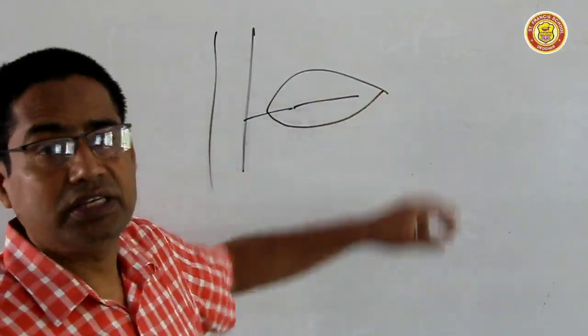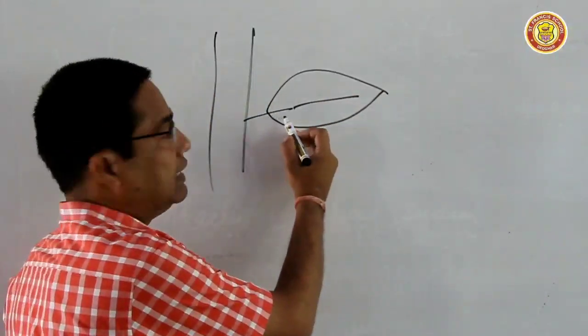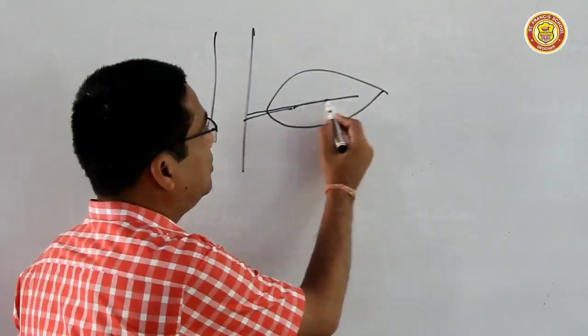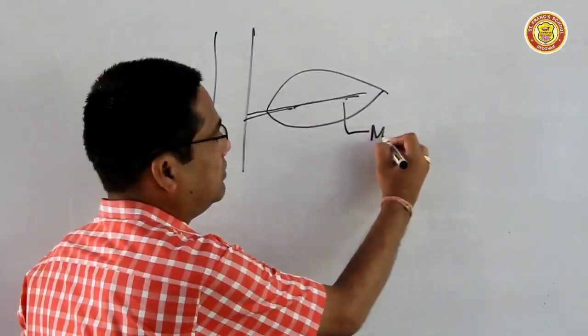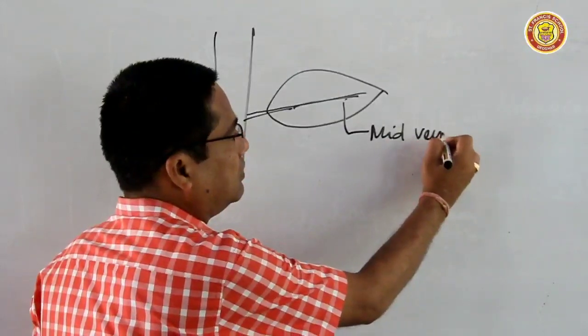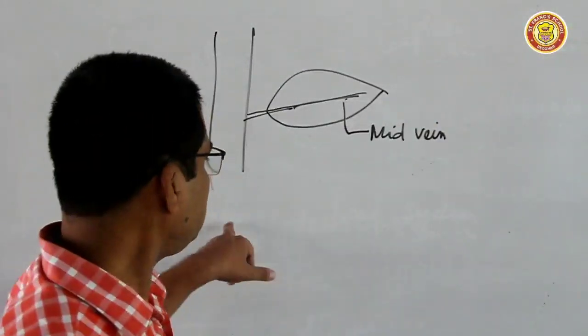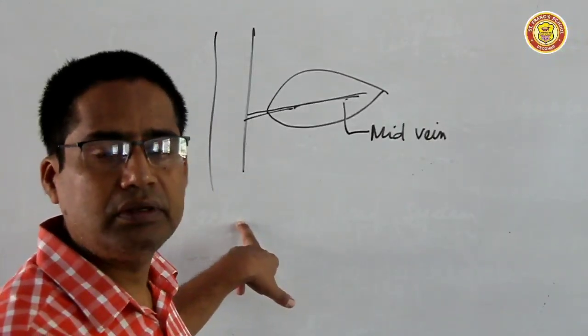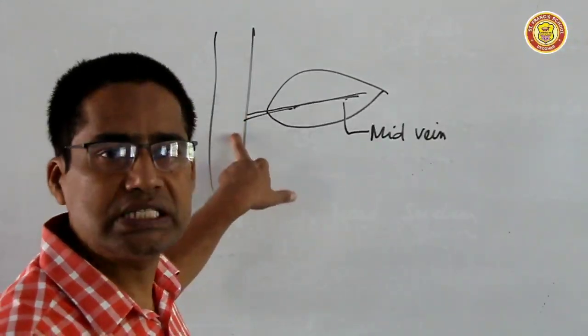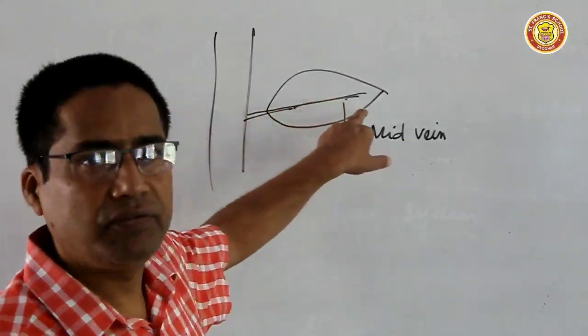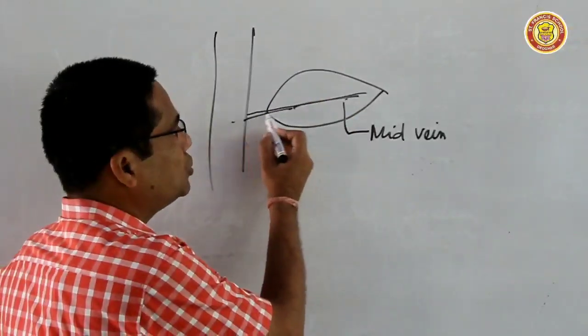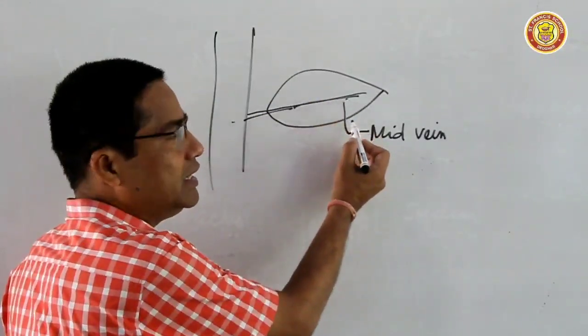Inside the leaf, you see, there is a vein. This is called the mid vein. What actually is the function of this mid vein? The water and the minerals which are conducted through the stem have to go to the leaf. From the stem, it goes to the mid vein and then into the leaf.